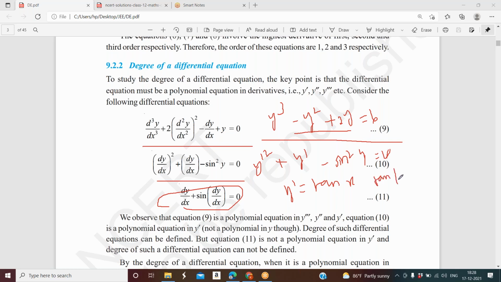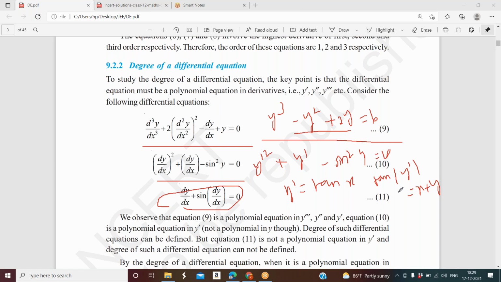Tan of y dash, or tan of dy by dx, equal to some x plus y. It's not a polynomial equation because this is tan of y dash, tan of dy by dx. That is not a polynomial equation. We cannot say that it is polynomial in y dash, because it contains the term tan, a trigonometric function of the derivatives.